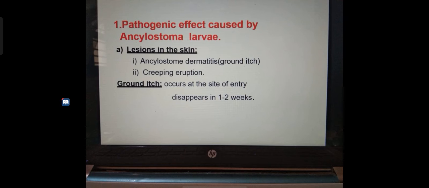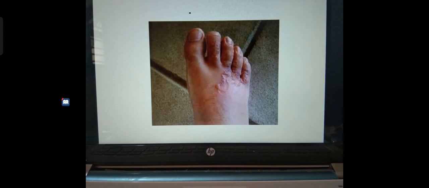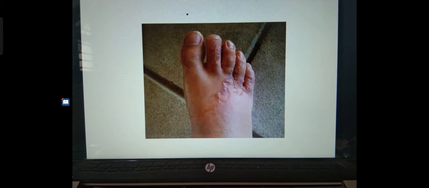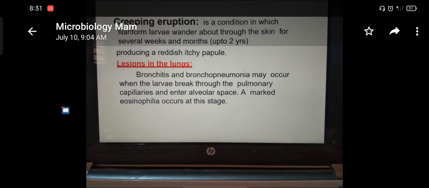It occurs at the site of entry. This ground itch occurs at the site of entry and disappears in 1 to 2 weeks. What happens in ground itch? Because of the site of entry, the ground itch is produced. Whichever side the larva enters, on that side the ground itch will be produced, as you can see. And then creeping eruption.